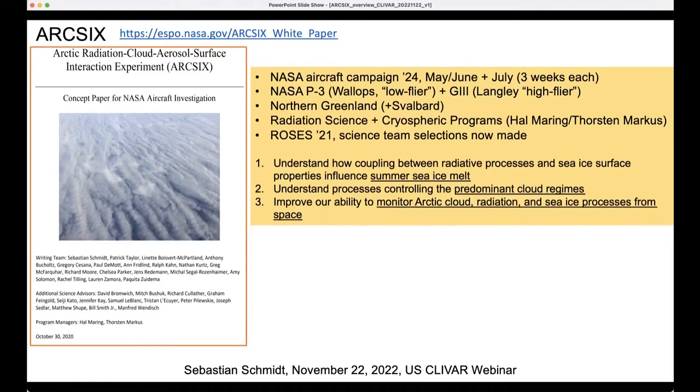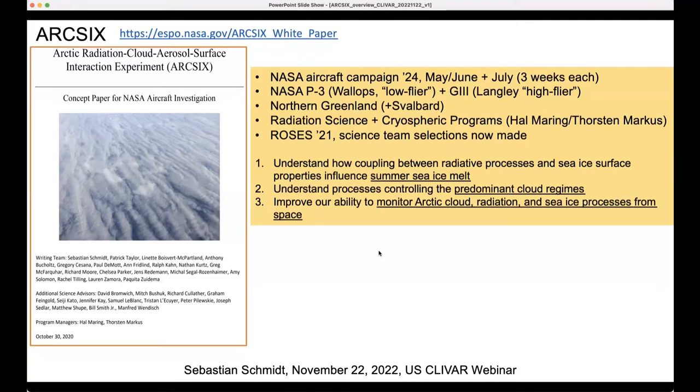So now, to ARCSIX. This is the title page of the white paper, which you can download at ESPO. As you can see who the writing team is, Patrick and Lynette are the most important co-authors, I would say. What is ARCSIX, in a few words? The details here are that we're going to be sitting in Thule in northwestern Greenland. It's an Air Force, now Space Force, base. We're going to be sitting there from May through July with two airplanes, and it's going to be split into two campaigns of 3 weeks each.